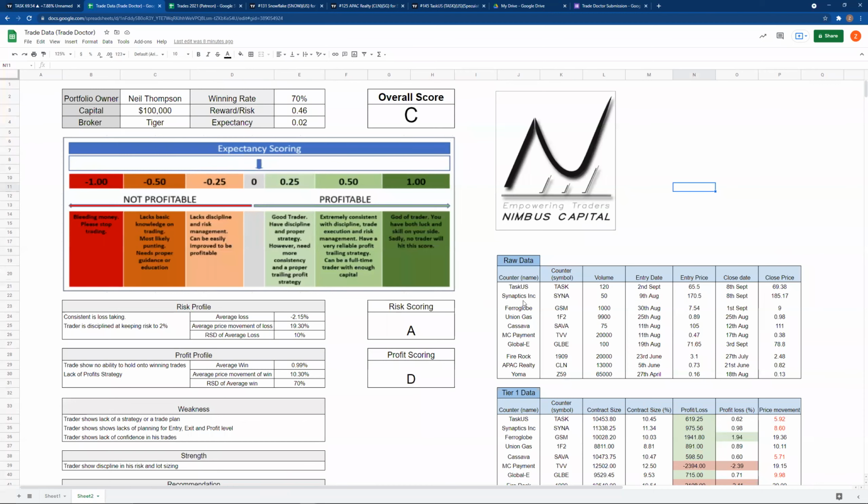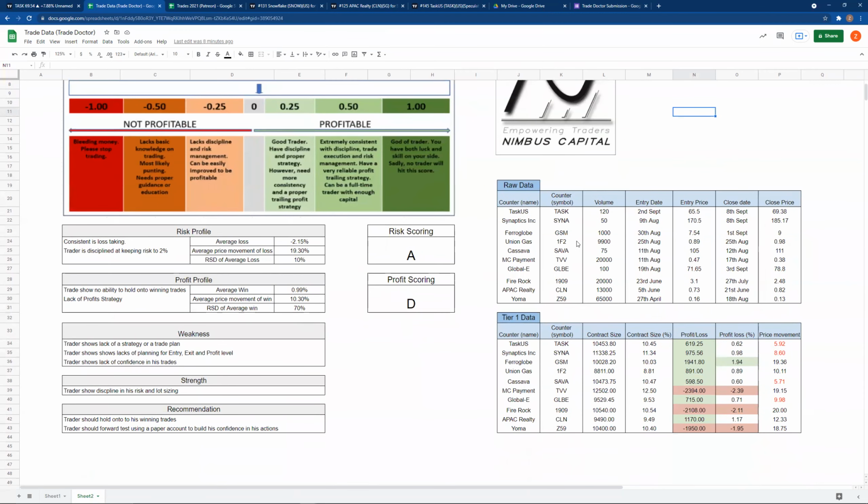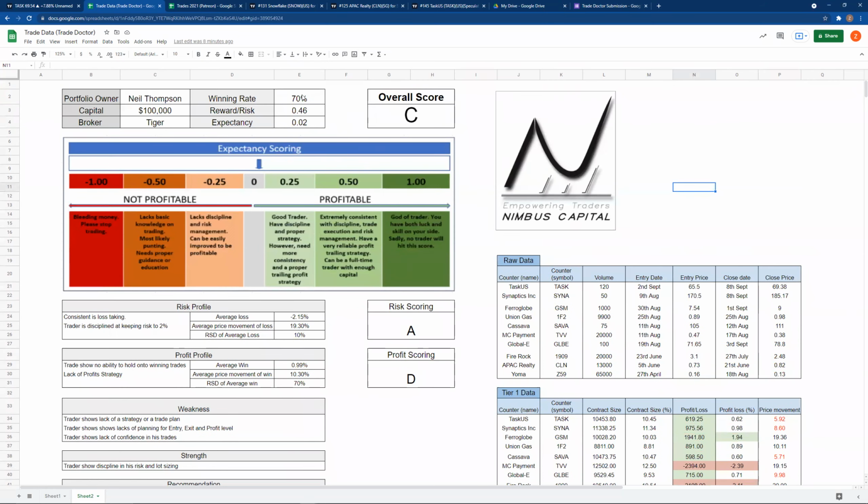Here you can see he has 7 winning trades with 3 losing trades, so his winning rate is actually 70%. But if we look at the risk reward, it is very low, around 0.46, meaning for every $1 he risks, he is only winning 46 cents. That's not even half. If you risk $1, you don't even get back 50 cents.